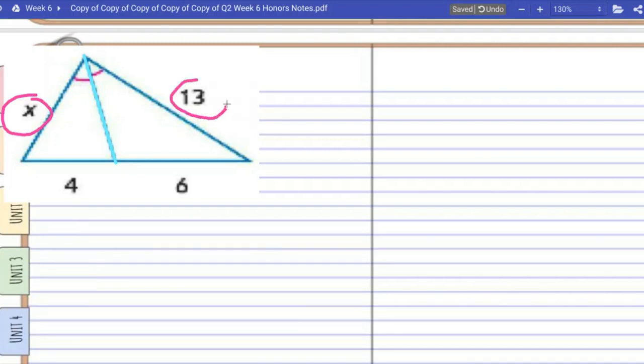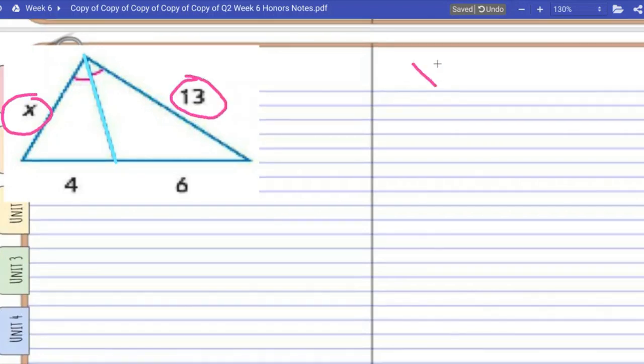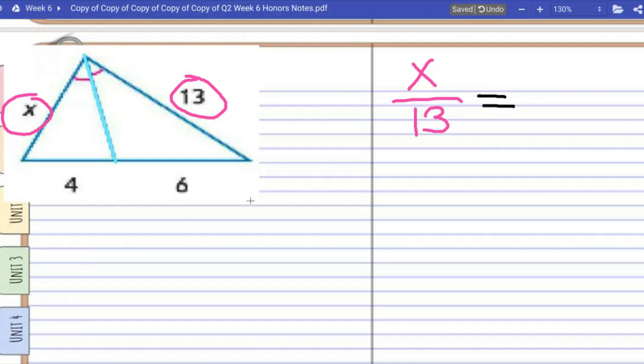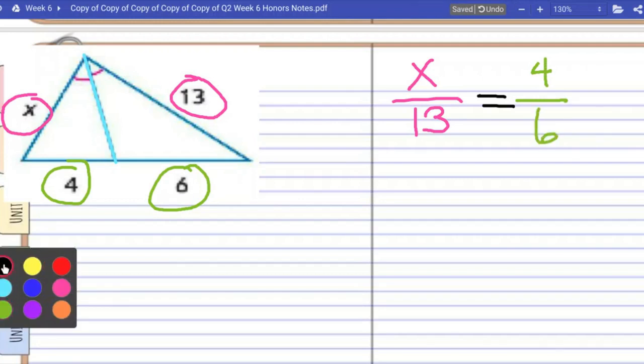X divided by 13, I take the two sides. I do X divided by 13. And then I set that equal to, X came from the triangle on the left side, so I need to use 4 on top over 6. These parts are proportional. And then I just do all my cross multiplication.